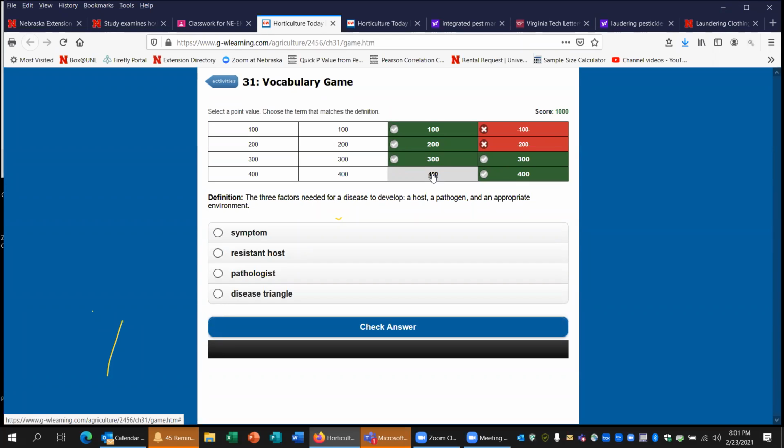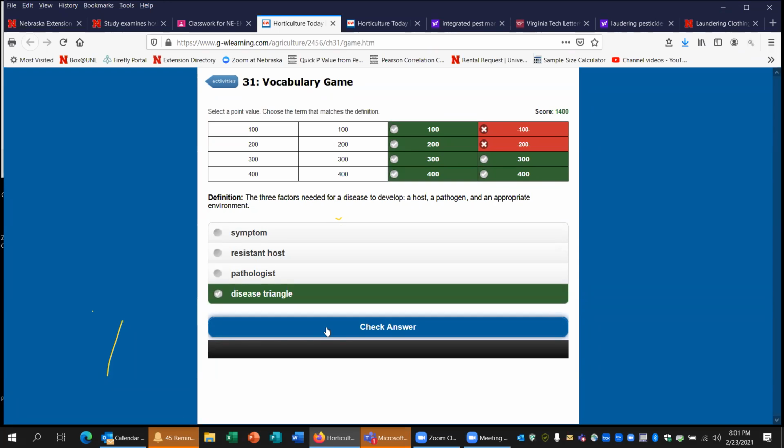3 factors needed for a disease to develop: a host, a pathogen, and an appropriate environment. Disease triangle. And when the pieces in the triangle overlap, that's when you get it. So, it has to have all 3 of those pieces interacting together. It's kind of like all the stars have to align up. So think about something like that. You got these 3 pieces, the host, the pathogen, and the environment, as pieces of an equilateral triangle, equal weight. And as they converge on each other, that's when you get the problem.